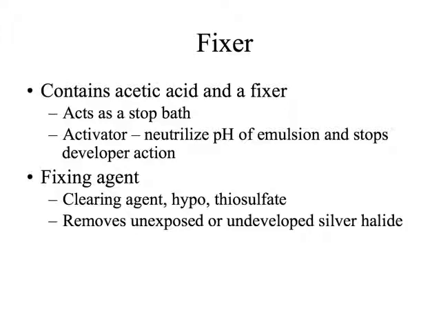And one of the things that we talk about from film photography is a stop bath. It stops the development, right? And the way it does that is it uses an activator to neutralize the pH of the emulsion, and it stops the developer action, right? So it neutralizes the pH that was excited by the developer, and then it stops that developer action. And the fixing agents responsible for this are these clearing agents, or we may call it just hypo, right? And it removes unexposed or underdeveloped silver halide, right? So it just takes it out of the mix.